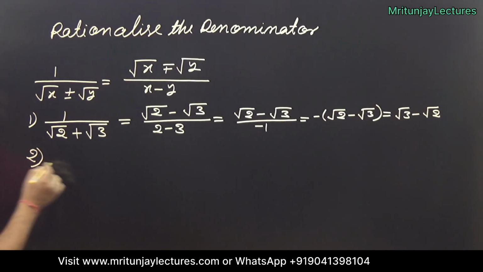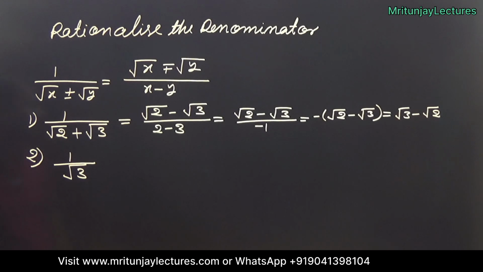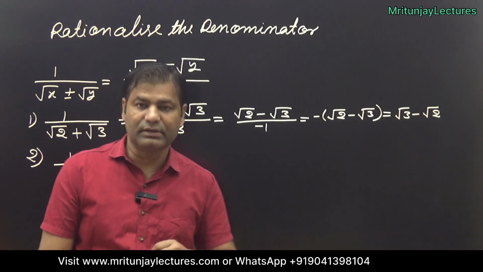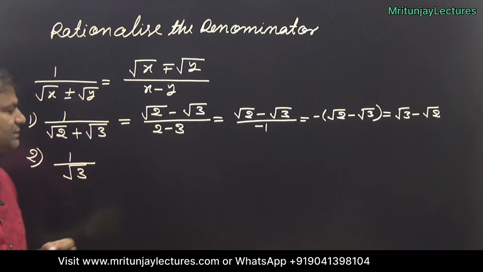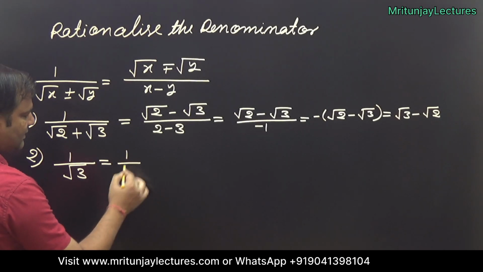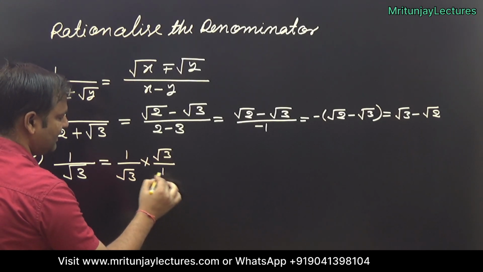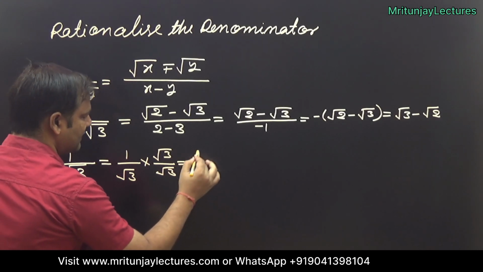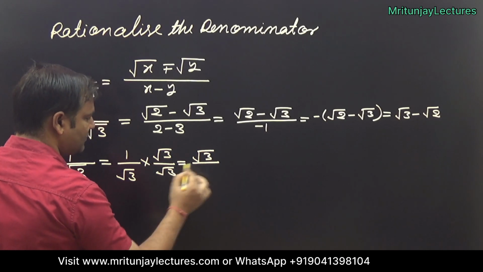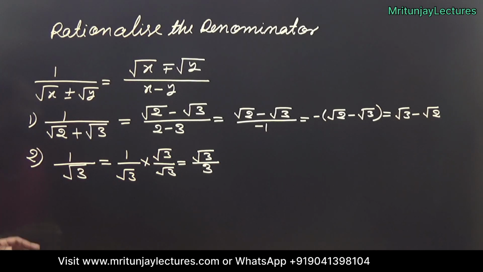Next, the second problem: 1 upon root 3. How can we remove the denominator root? Multiply and divide by root 3. Root 3 divided by root 3 into root 3, that is 3. So root 3 by 3 is the right answer.